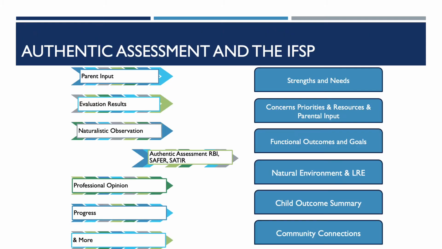As we look at the entire IFSP process, family and caregiver interviews provide information to complete much of the IFSP and IEP documents. They provide us information on strengths and needs, on concerns, priorities, and resources, as well as gathering parental input. They give us information to create functional outcomes and goals. They support a discussion around natural environments and least restrictive environments. They help us to complete our assessment summary and the child outcome ratings. And finally, they help us to determine any community connections that family might need.